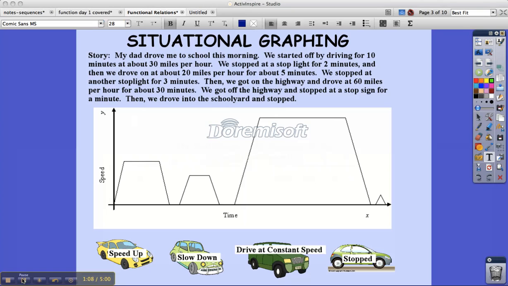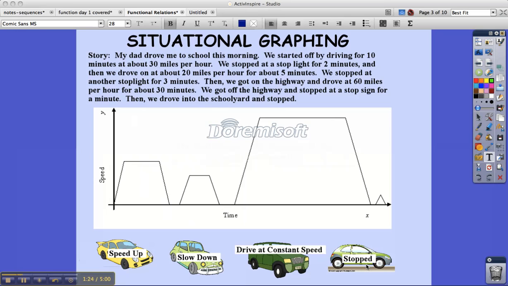Okay, so we're going to do some situational graphing, and this is a really hard concept for people to normally understand, like what's really going on. When are you speeding up, slowing down, and driving at a constant, and when are you stopped? Just because it goes against some of our natural instincts.